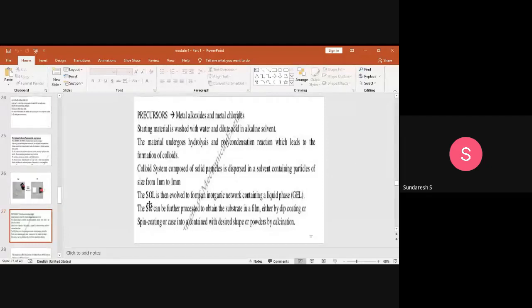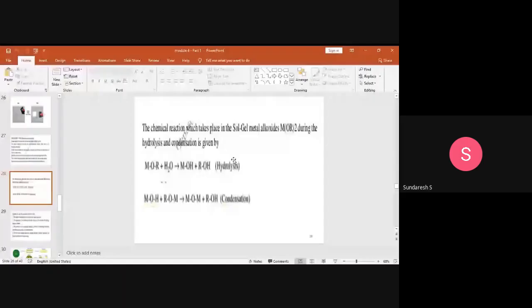The sol is then evolved to form an inorganic network containing the liquid phase, called a gel. The sol can be processed to obtain a substrate, either by dip coating, spin coating, or casting into a container with the desired shape, followed by calcination. So once you get a sol, it can be further processed to obtain a substrate or film either by dip coating or by spin coating, cast into a container with the desired exact shape, or made into a powder by gas emission.